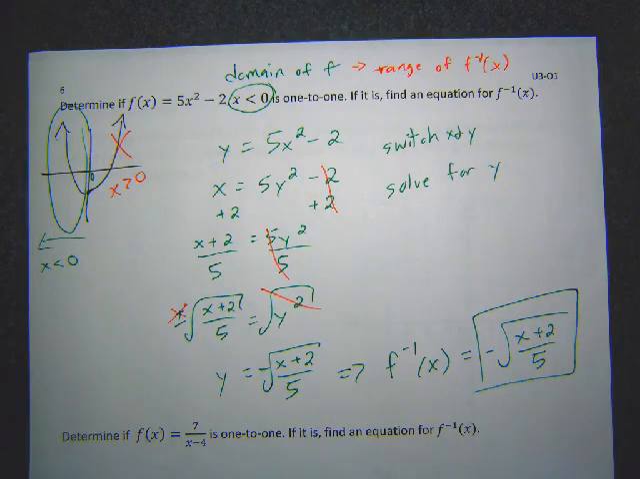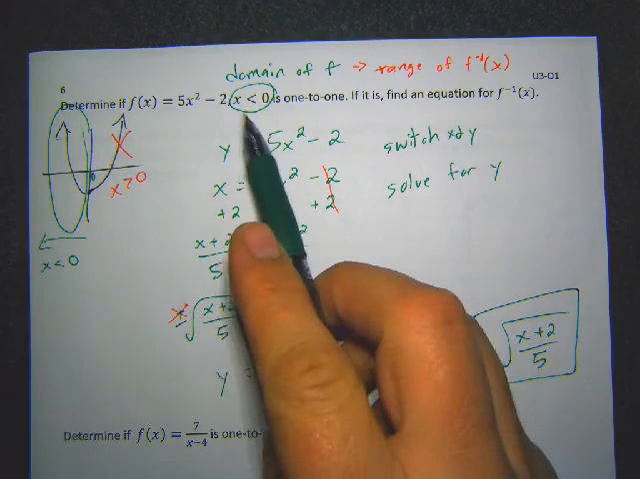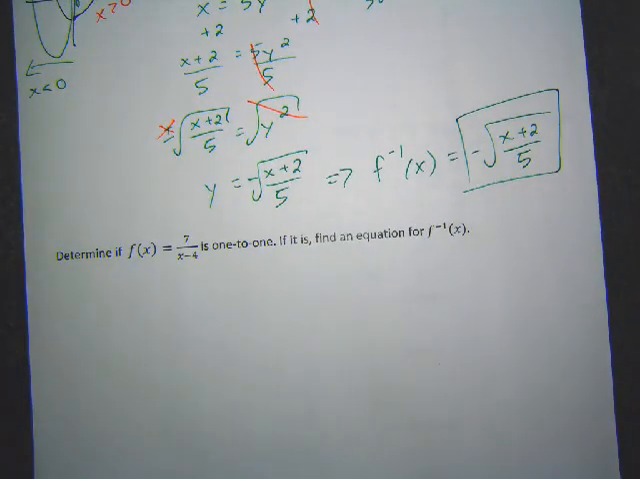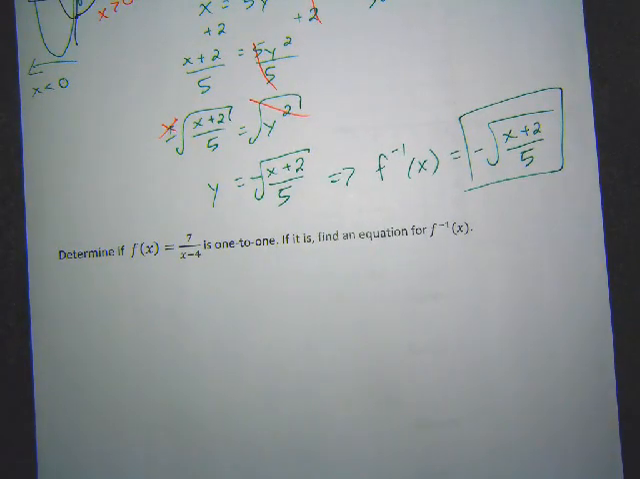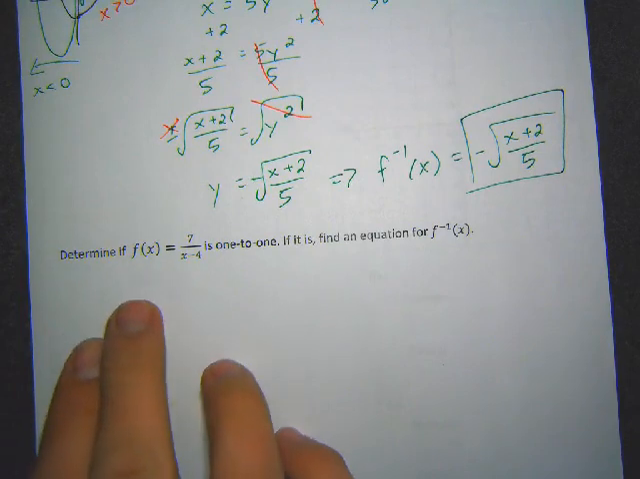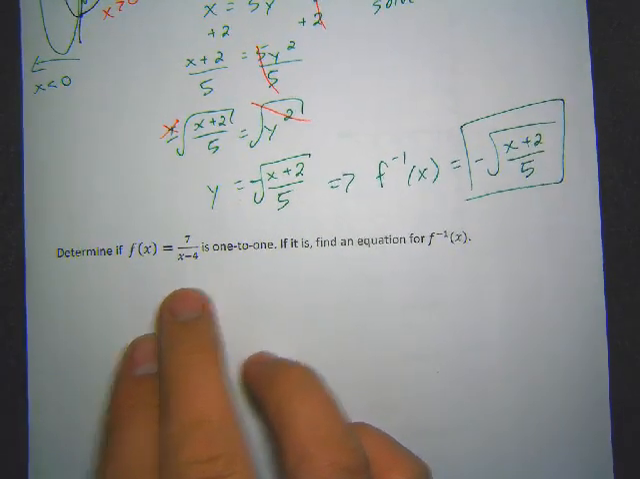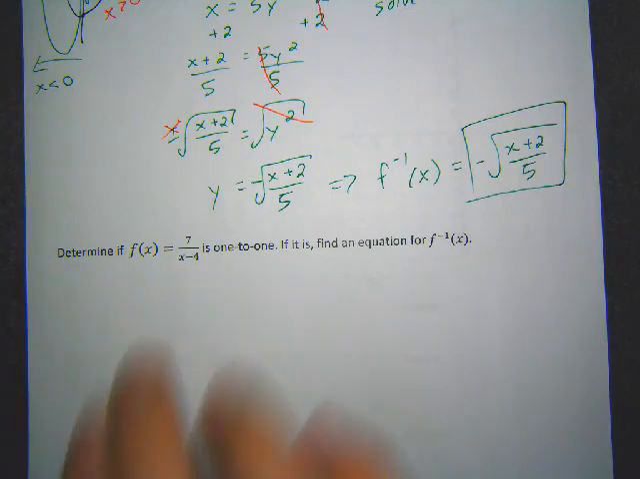But on the test, I'll probably give you one where you don't have to worry about restricting the domain. Okay, let's try one more, one that doesn't restrict the domain, so we'll do one more before we call it quits. Okay, so we have the function 7 over x minus 4. They want us to tell if it's 1 to 1, so we can actually check that.